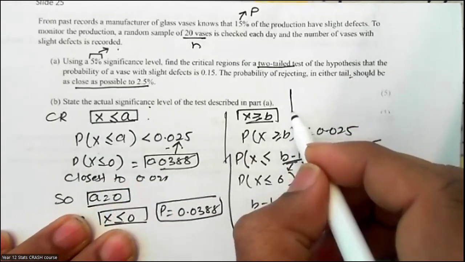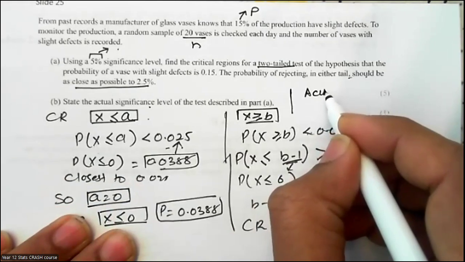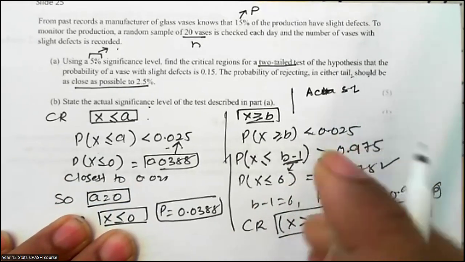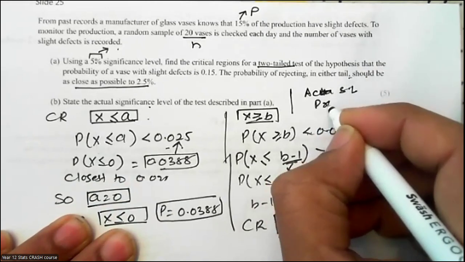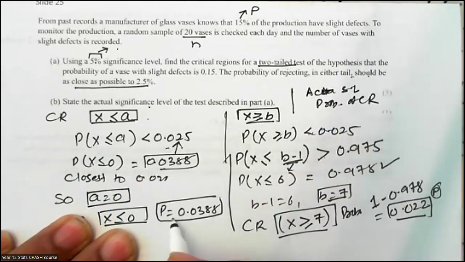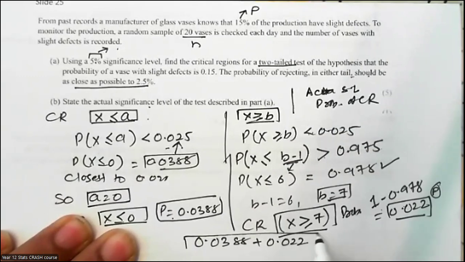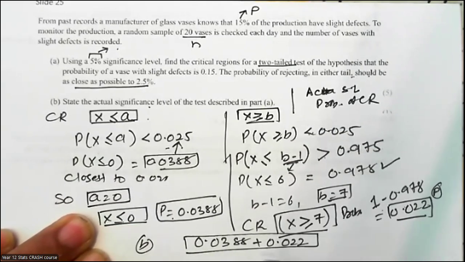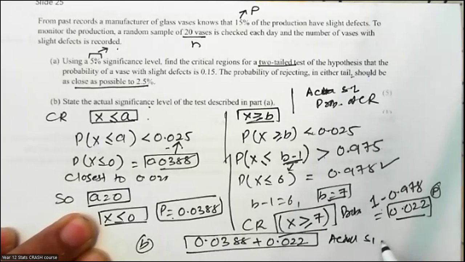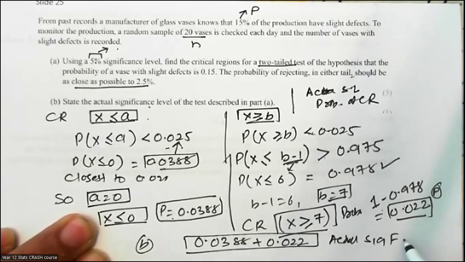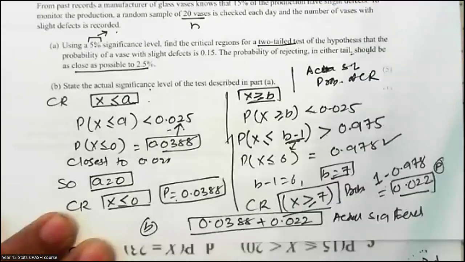Understand this, learn it rather. Actual significance level is the probability of the critical regions added together. We add these two probabilities. So I get 0.0388 plus 0.022, and that should give me the actual significance level, the answer to part B. Okay, significance level, people. So this concludes this whole video, and I hope this makes sense. Thank you very much. So actual significance level is this, and that's it.